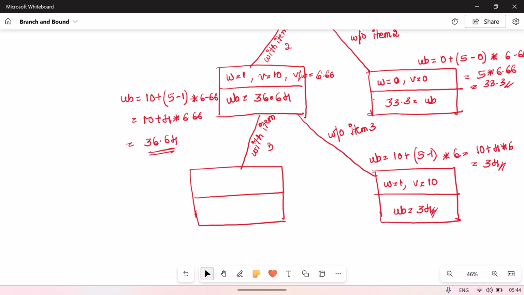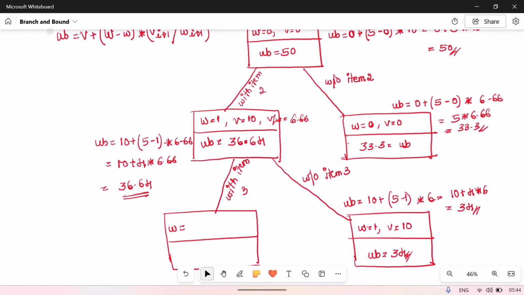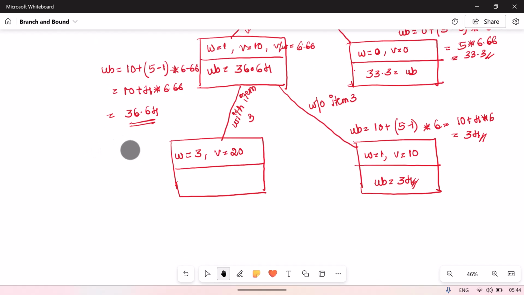Now with the, so W is for the weight, third item, it is 3 and 20. So weight 3, value is 20. Okay. So upper bound is 20 plus total capacity 5.